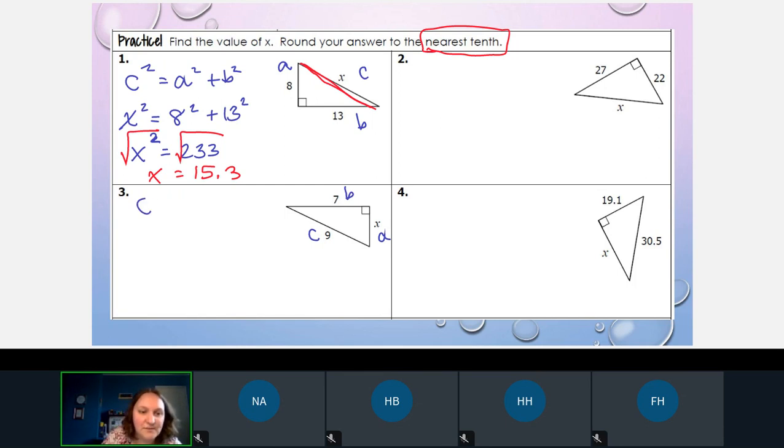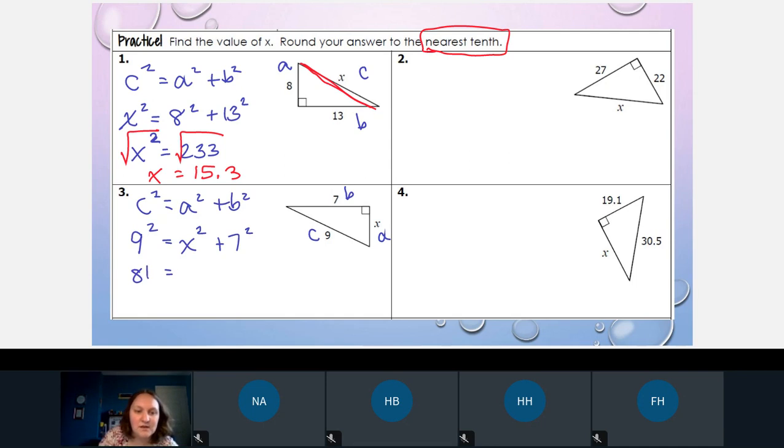So for C squared equals A squared plus B squared, C in this case is 9. A is the missing side, so I'm going to call that X, and B is 7. So now we got to do a little bit more algebra than we had to do in example 1. 9 squared is 81. I don't know X squared, so I'm going to leave it X squared. 7 squared is 49. So to get that X squared by itself, we're going to subtract 49 from both sides.